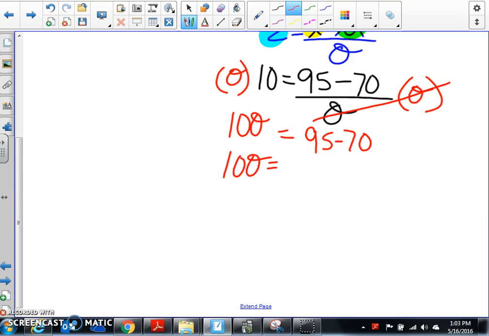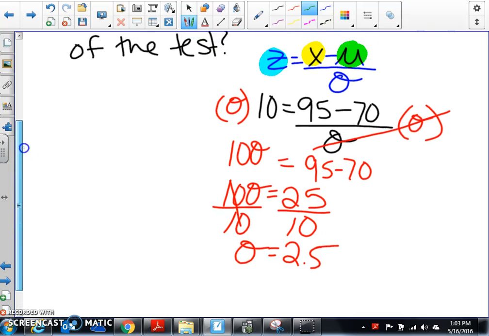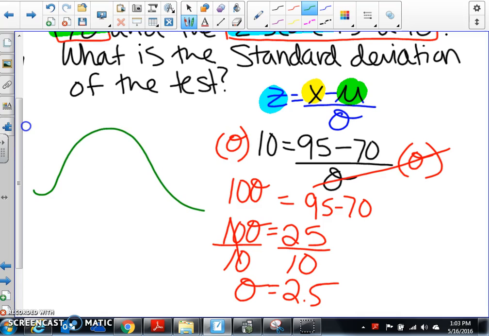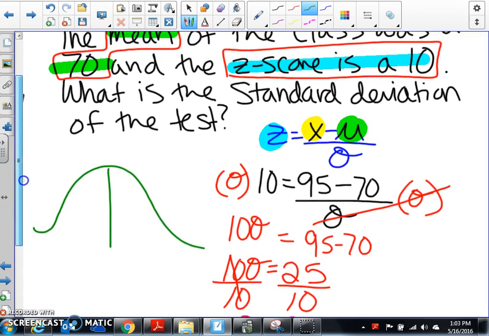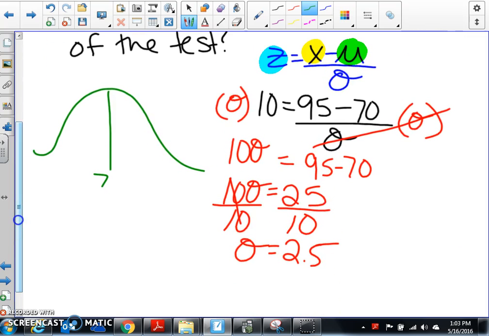95 minus 70 is 25. And now I just divide both sides by 10, giving me that my standard deviation is 2.5. Now, just to make sure that makes sense, we can draw our bell curve. They told us that the mean straight up was a 70.